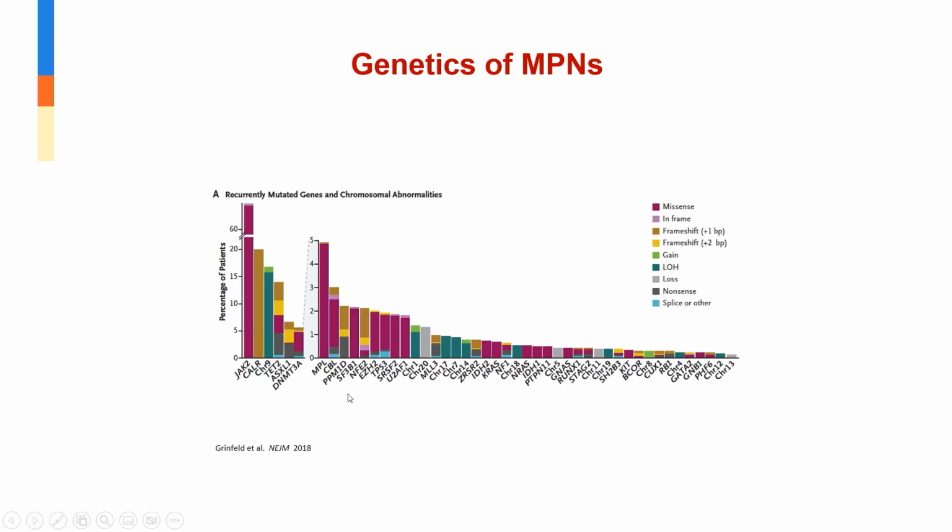And looking at how often these occur, it's actually not so common. Most patients have a JAK2 or a calreticulin mutation, but all of these other mutations can occur in less than 3% of patients, right? So we're talking about not common, but they are important, as I'll talk about in a minute.